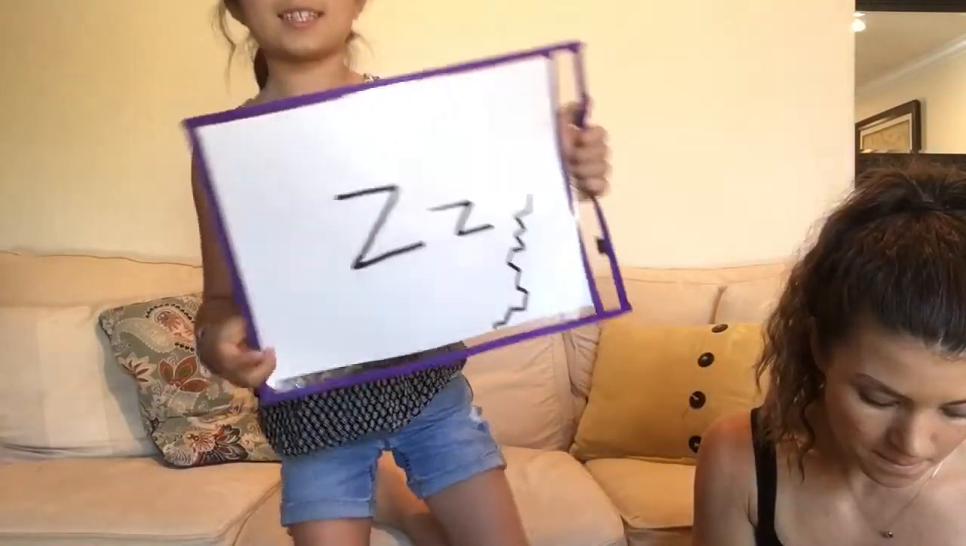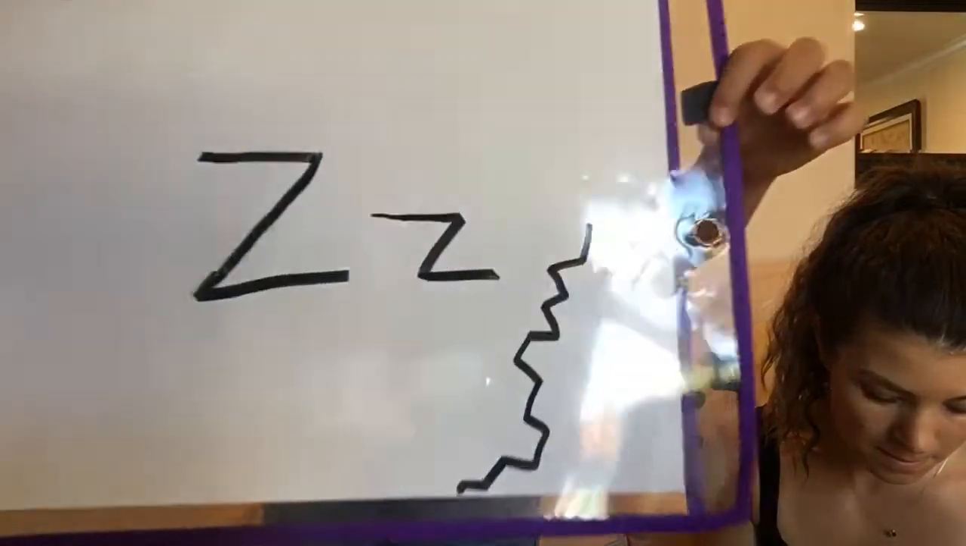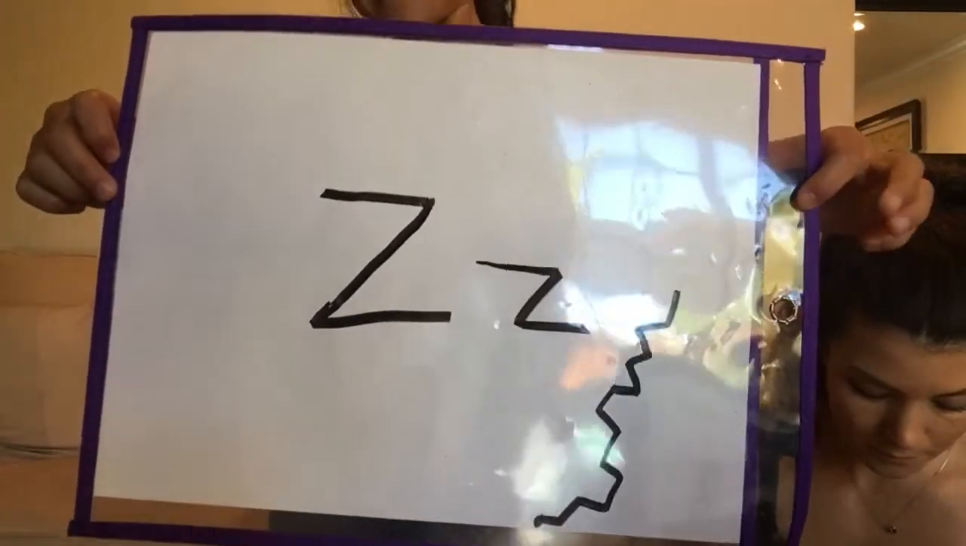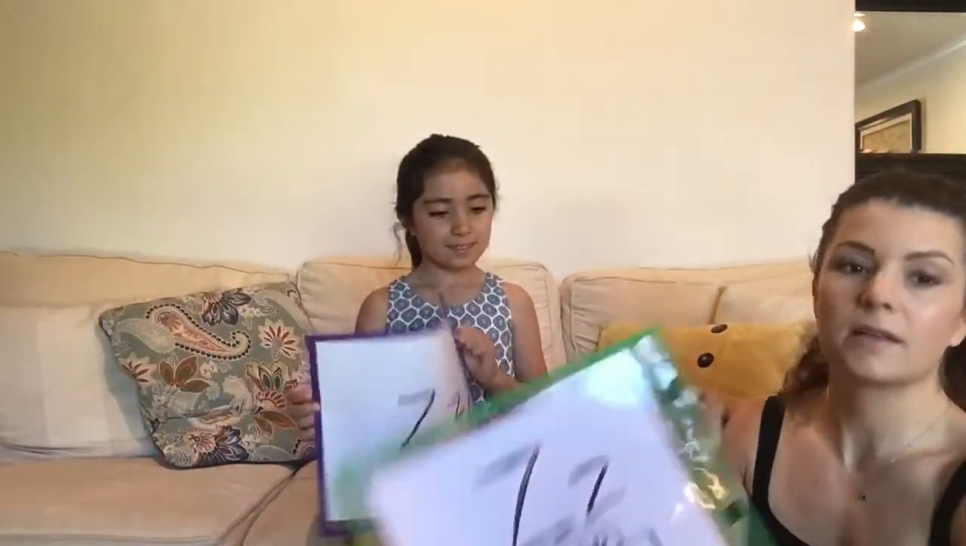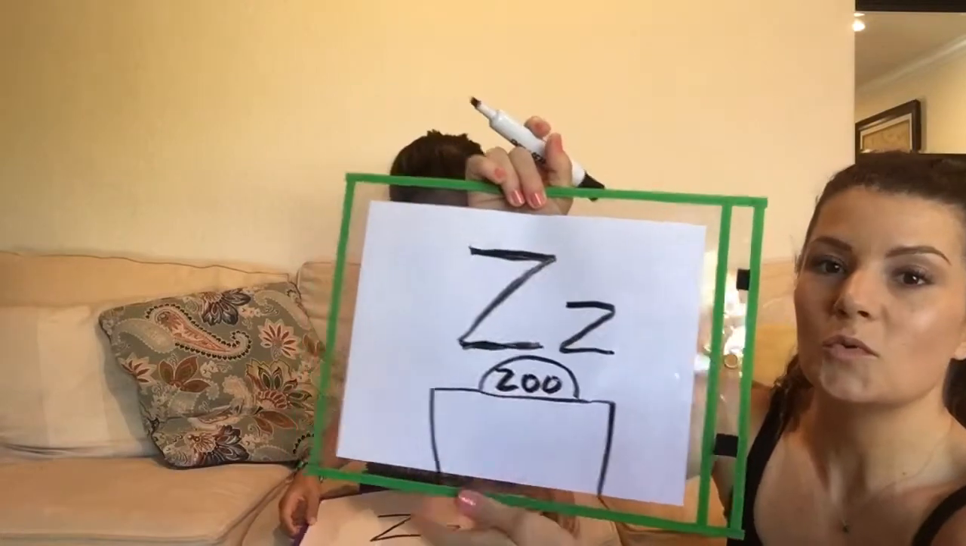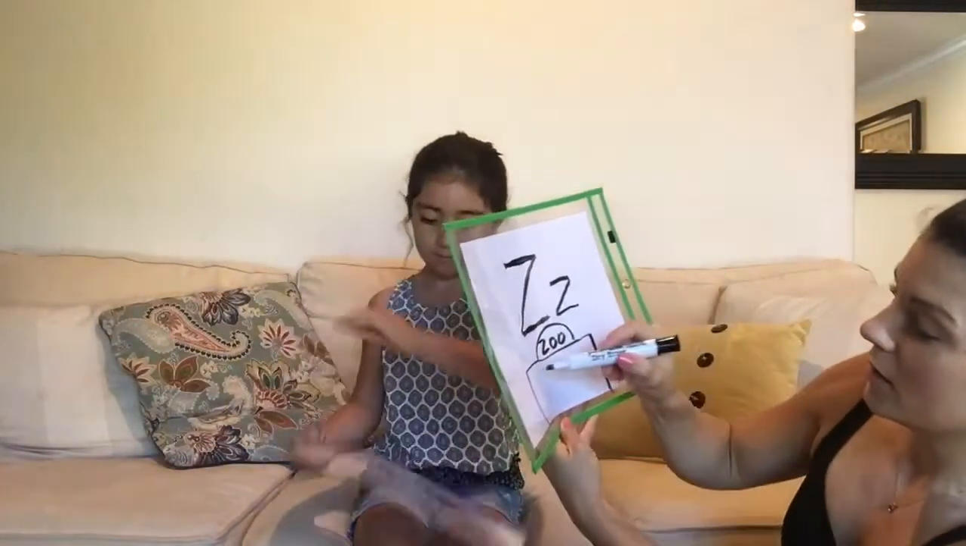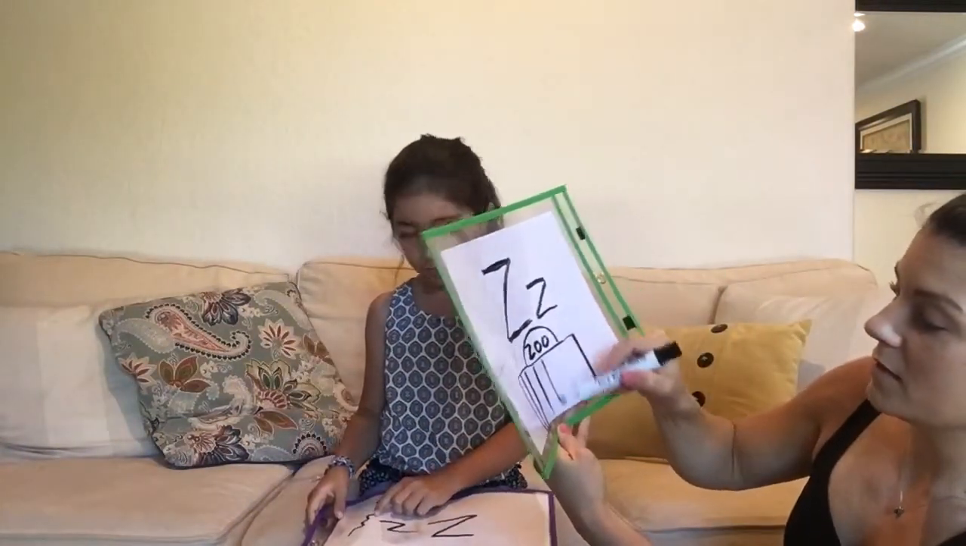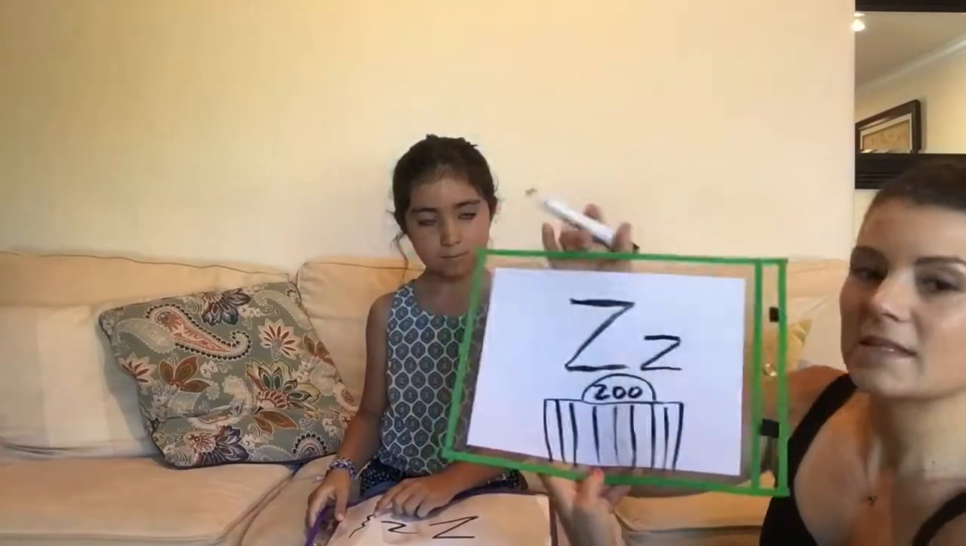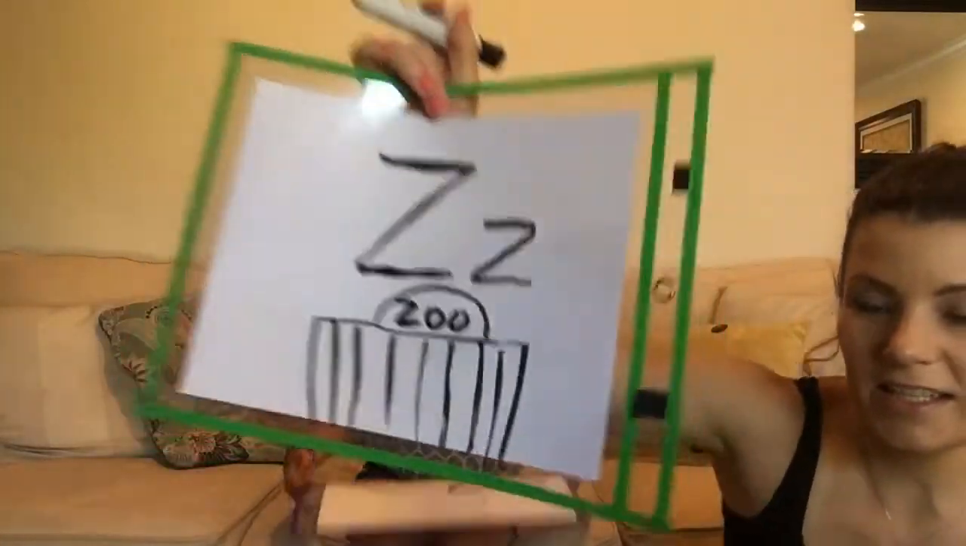I did letter Z's, and then I did a zigzag. Show them. I'm drawing a zoo. So in a zoo, the animals can't get out, right? So they lock them up. There's my zoo. Z is for zoo. Z is also for the word Zoom.